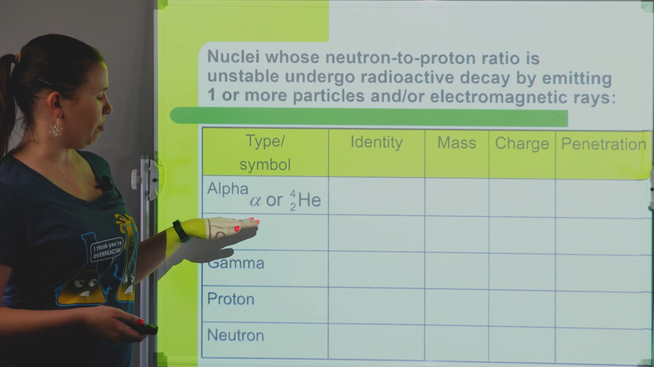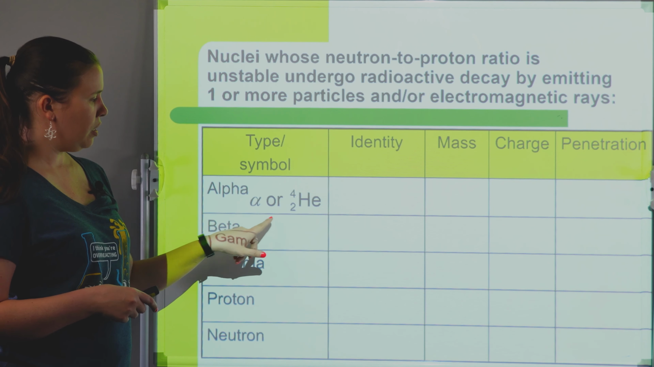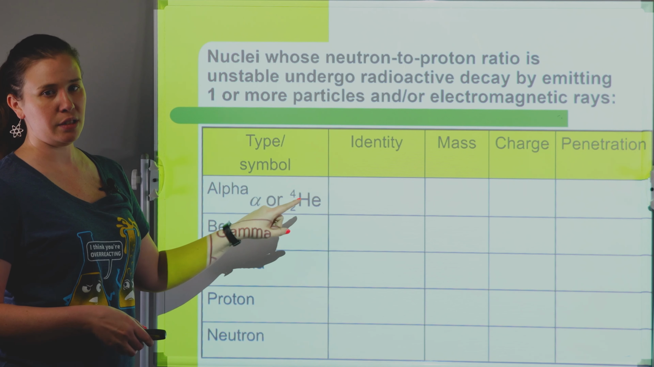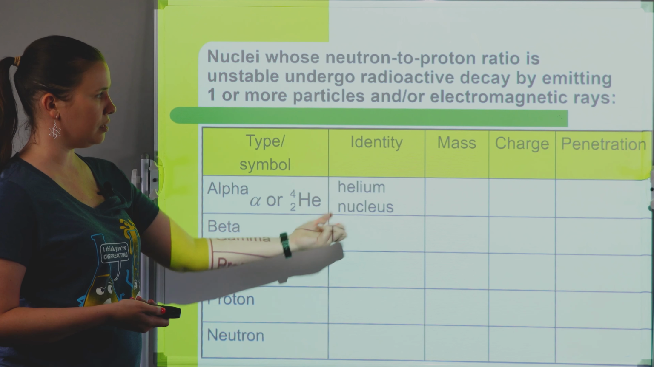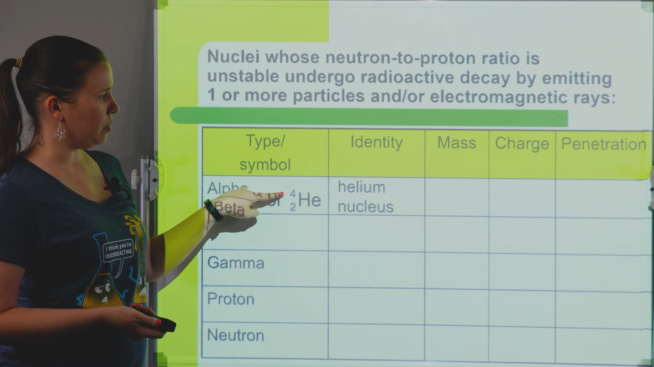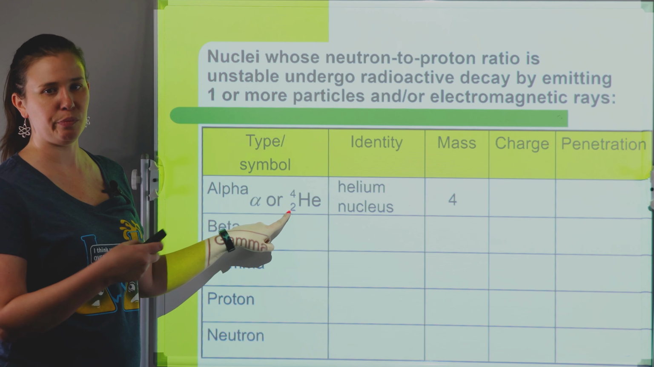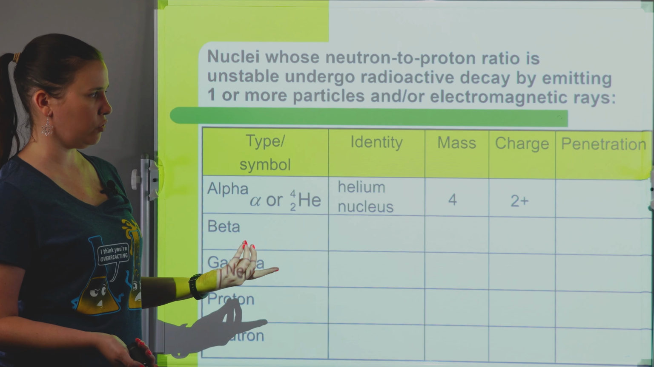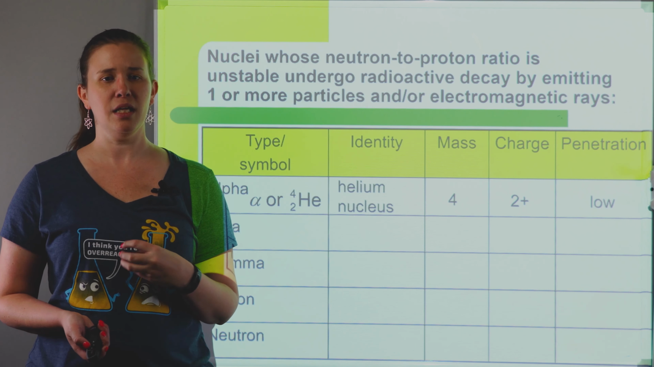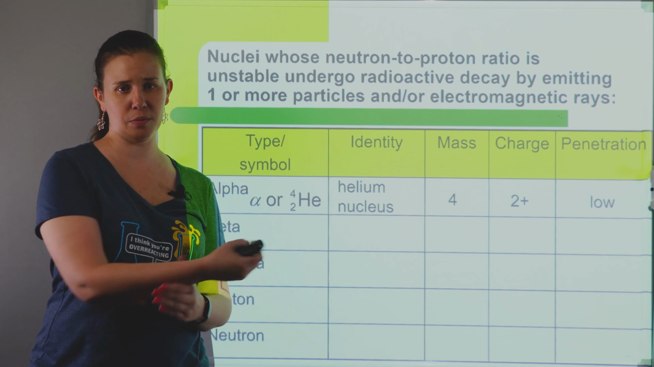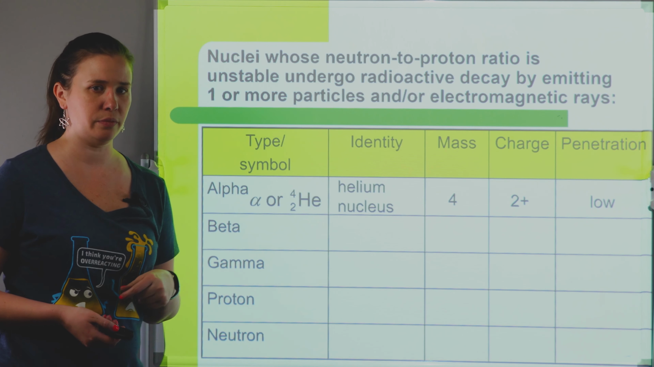So let's look at the alpha particle. The symbol for alpha is the Greek letter alpha, and since it is a helium nucleus, we can use 4/2 to show that helium nucleus. That's literally what it is, where the top number is the mass of 4, and then the bottom number tells me the number of protons, so 2 protons would have a charge of 2. This is a pretty cumbersome molecule, and it's not going to penetrate or go through substances very easily. So it's going to say it has a low penetration.